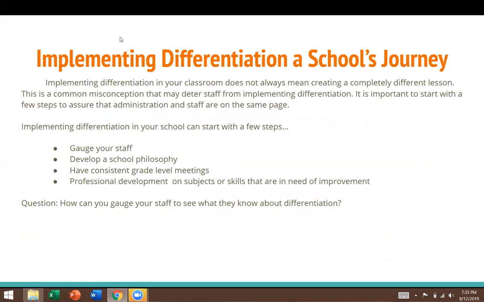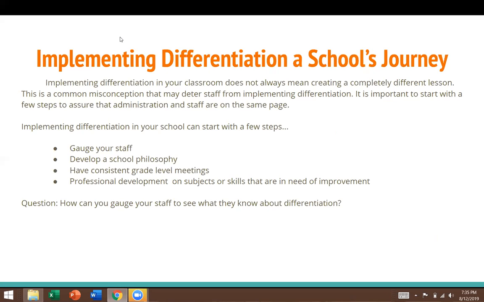Implementing differentiation in your classroom does not always mean creating a completely different lesson. This is a common misconception that may deter staff from implementing differentiation. It is important to start with a few steps to assure that administration and staff are on the same page. You can start with gauging your staff.